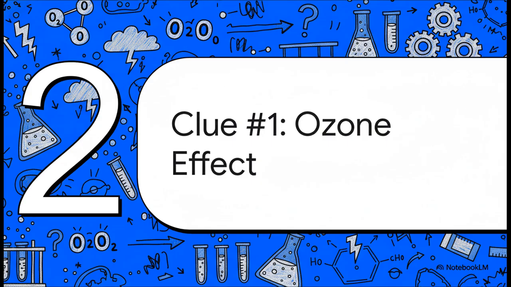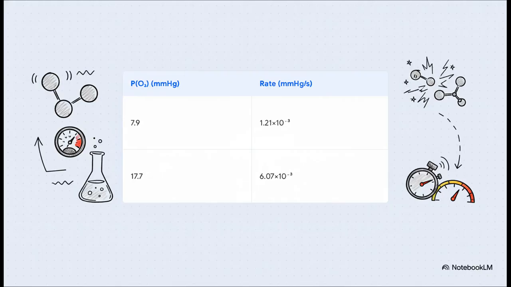So our investigation kicks off with the main suspect, ozone itself. Let's see what happens to the reaction speed when we play around with how much ozone we start with. Time to examine our first batch of evidence. All right, here's our first data drop. On the left, you've got the amount of ozone. On the right, that's how fast the reaction is chugging along.